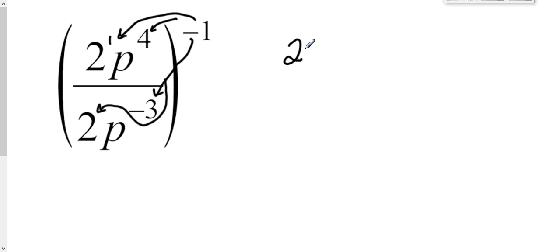Let's try a similar one with a few negatives thrown in there. This negative 1 is going to go to the 2. It's going to go for this first p. It's going to go for this p, and it's also going to go to this 2. Giving us 2 to the negative first power, p to the negative fourth power, all over 2 to the negative first power, and p to the third power.